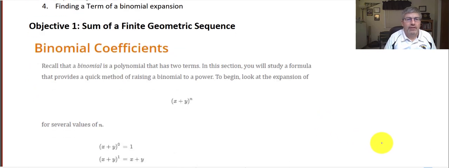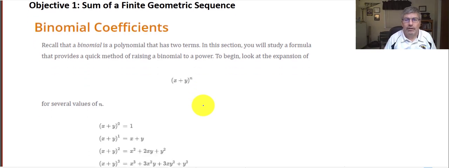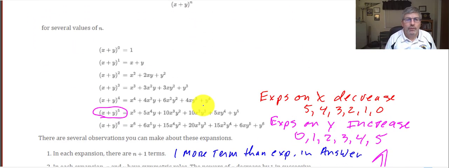Our first objective here is to talk about binomial coefficients. Recall that a binomial is a polynomial that has two terms, and it's going to be raised to some particular power n. So here are several values of raising a binomial to a particular power n. Binomial to the 0 power is 1, the first power, the second, the third, the fourth, the fifth, and the sixth.